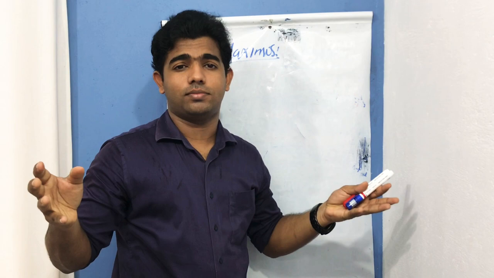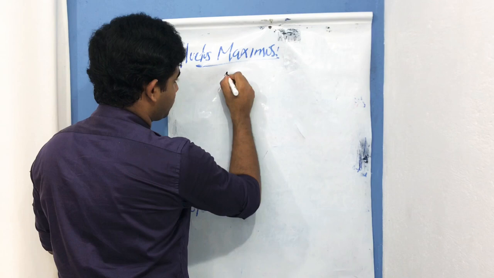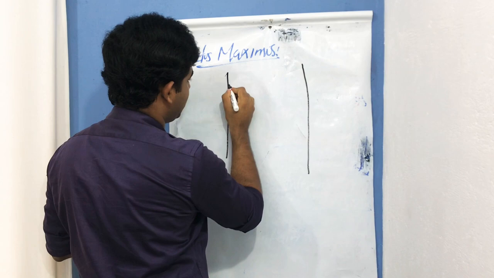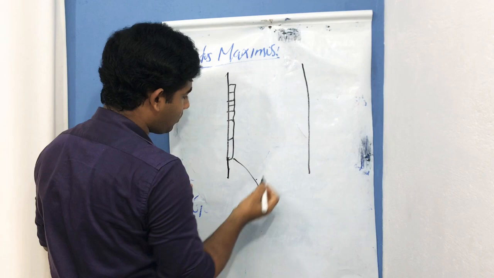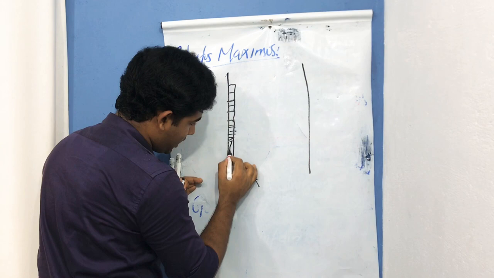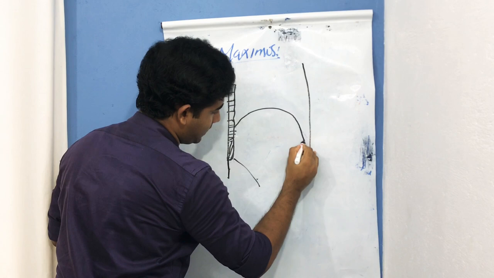Right, let's draw it. Now, if this is a person standing, this is a lateral view, actually. Here you have the spine. Just schematically you have to draw it. And you have this one, and let it be like this. And let this be your sacrum. And here you have the coccyx. And from here you have the pelvis arising like this. Pelvis.